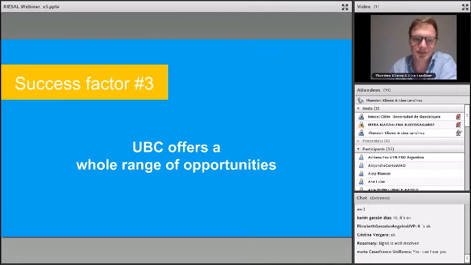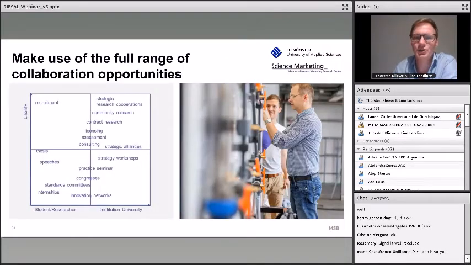And success factor number three is the range of opportunities that UBC actually offers. On the next slide, we see lots of different channels in which we can interact with businesses. Lena also highlighted some in the beginning of this presentation. For example, we can engage with companies in consulting. We can do licensing, contract research, strategic partnerships. We can do workshops together.